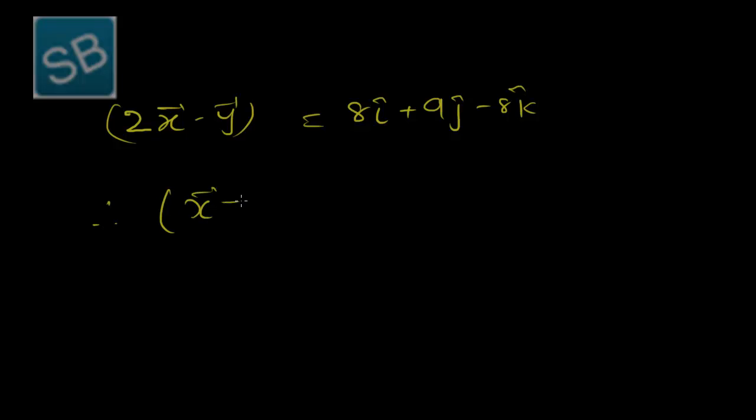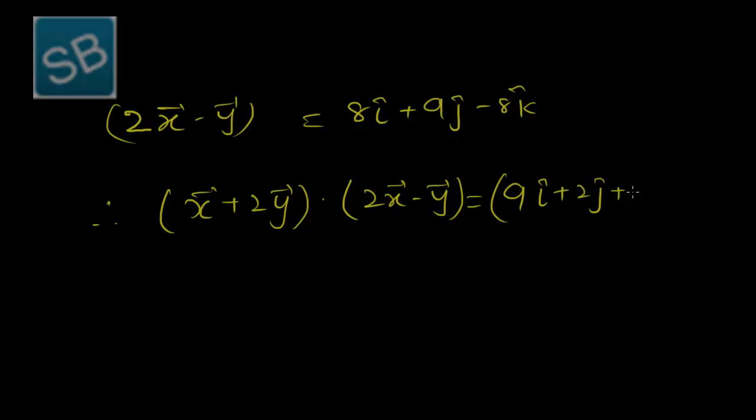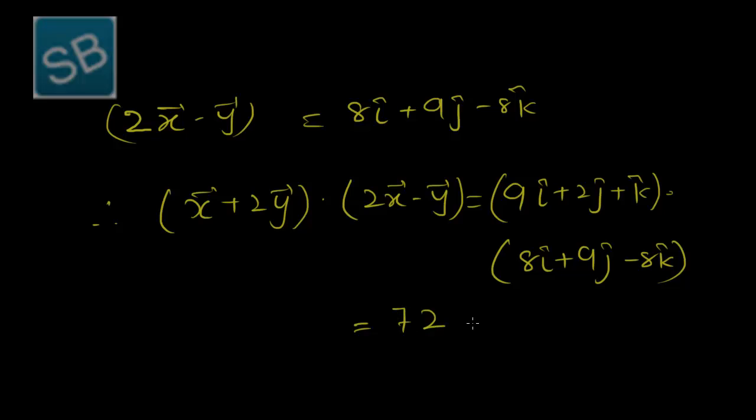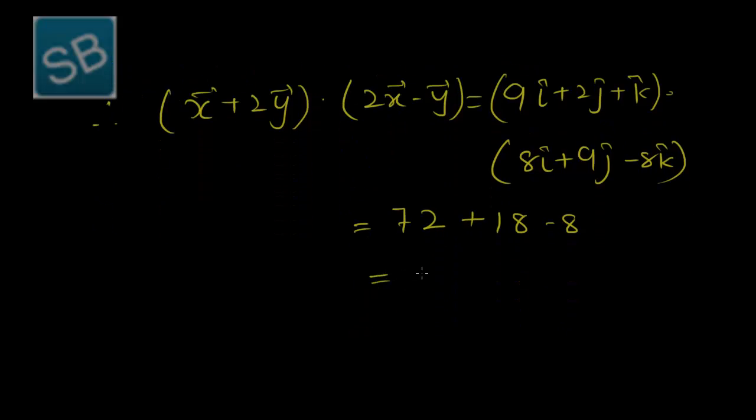Therefore, vector x plus 2y dot product 2x vector minus y is equal to 9i plus 2j plus k dot product 8i plus 9j minus 8k. So we get 72 plus 2 into 9 is 18 minus 8 into 1 is minus 8. So we get 72 plus 10, that is 82. So these are the problems which are based on the inner product.